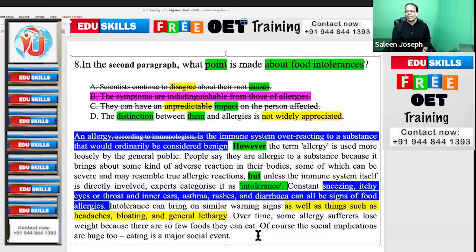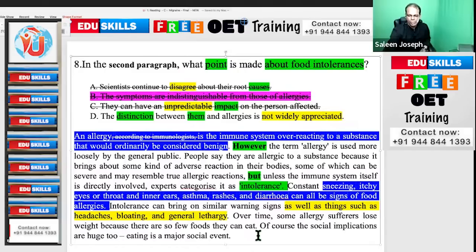Okay, there is a distinction. Even symptoms are different. Allergy has 7 symptoms, whereas intolerance has 10 symptoms. But then people don't understand. So, however, the term allergy is used more loosely by the general public. People say they are allergic to a substance because it brings about some kind of adverse reaction in their bodies.